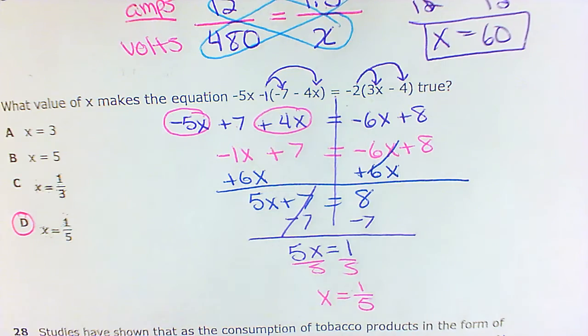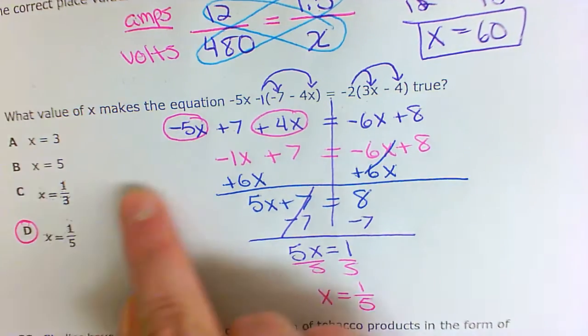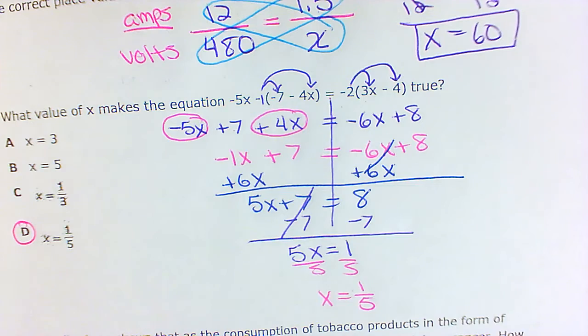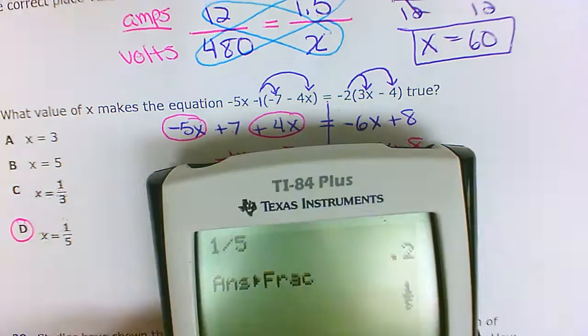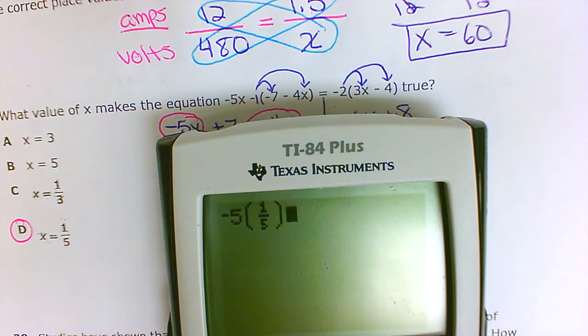Now, if you were not really sure how to do that, there is another option. You can take that answer choice and plug it in for both of the x's in your problem. So if I did this, and I'm using the answer choice 1/5 because I know that works. So I've got negative 5 times 1/5 minus these parentheses, so negative 7 minus 4 times another 1/5. And I'm going to close it.